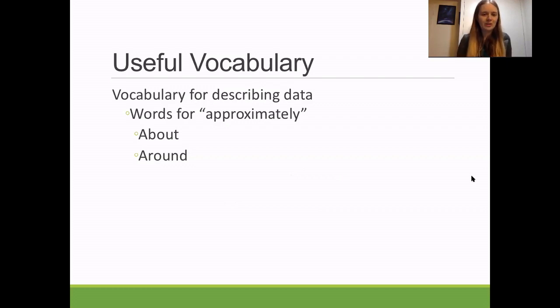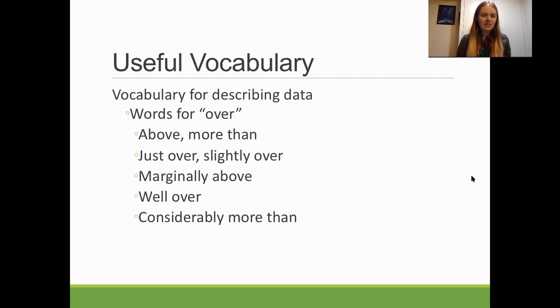Approximately is a word you might want to use often. You can say it is about, it is around, or it is approximately. Those are 3 ways to say that. Some people would always say about or around, or they would always say approximately, rather than choosing different words instead of saying the same word 2 or 3 or 4 times. Try to vary it a little.